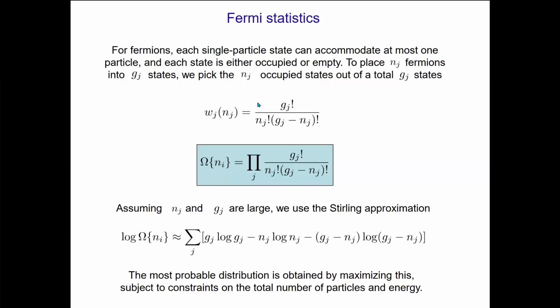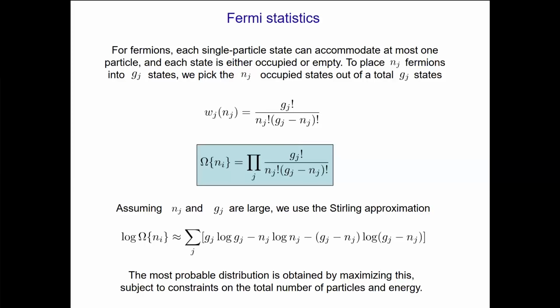And in this case, the individual multiplicity for this cell is simply given by a binomial coefficient: the number of ways to choose Nj out of Gj. And the total multiplicity for a given sequence of occupation numbers will be given by this product.